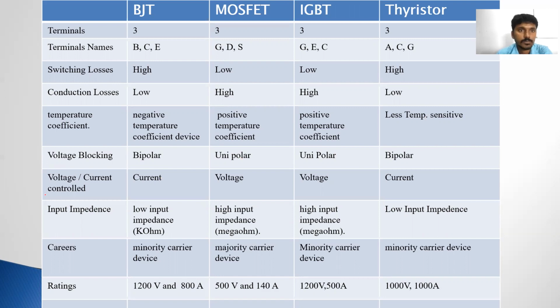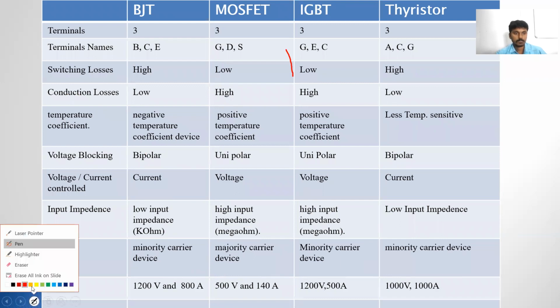So voltage blocking capability. BJT is bipolar and MOSFET is unipolar. It can block the voltage in one direction only, that's why we can say unipolar. IGBT is also unipolar, it can block the voltage in only one direction. And is the thyristor bipolar or unipolar? Thyristor, unipolar or bipolar? Please tell me.